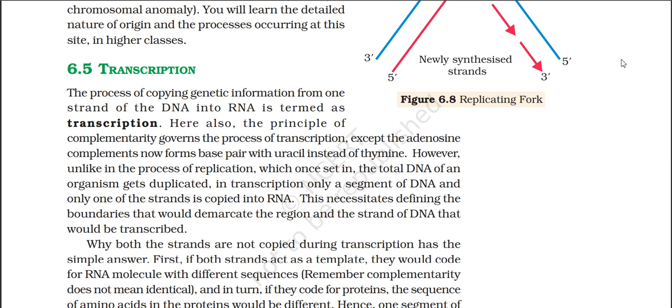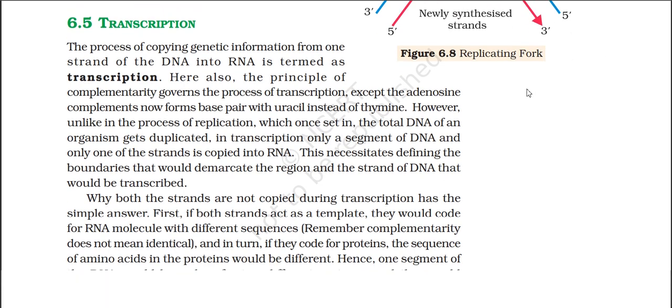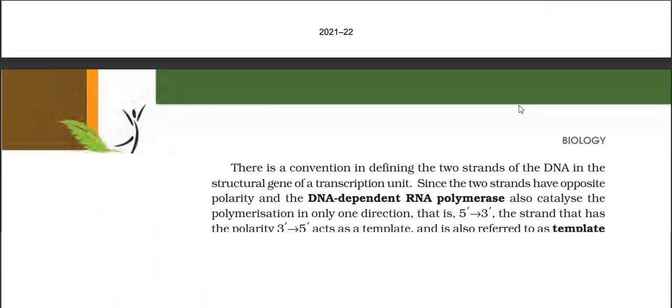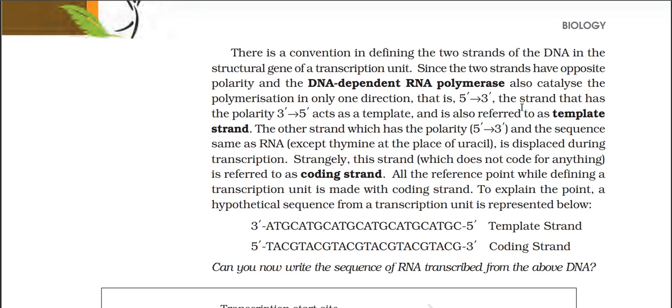transcription unit. Since the two strands have opposite polarity and a DNA-dependent RNA polymerase also catalyzes the polymerization in only one direction, that is, 5'→3', the strand that has the polarity 3'→5' acts as a template and is also referred to as template strand. The other strand, which has the polarity 5'→3' and the sequence same as RNA, except thymine at the place of uracil, is displaced during transcription. Strangely, this strand, which does not code for anything, is referred to as coding strand.